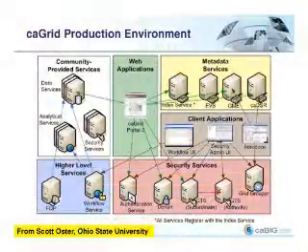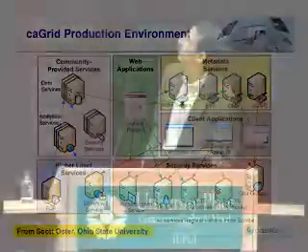So caGrid consists of a number of services shown here. The ones that I'm going to focus on in this talk are up in the upper left-hand corner, the data services. I want to provide you a little more background on what these particular data services are attempting to do.